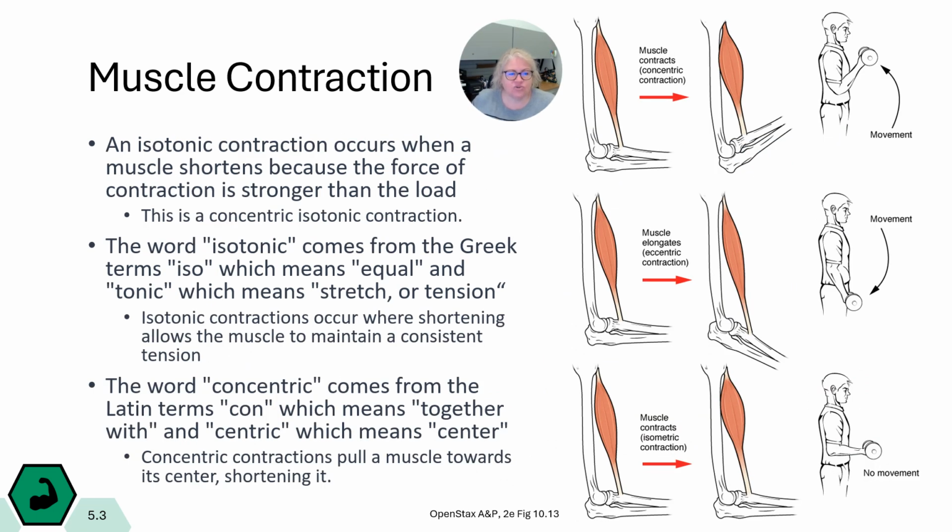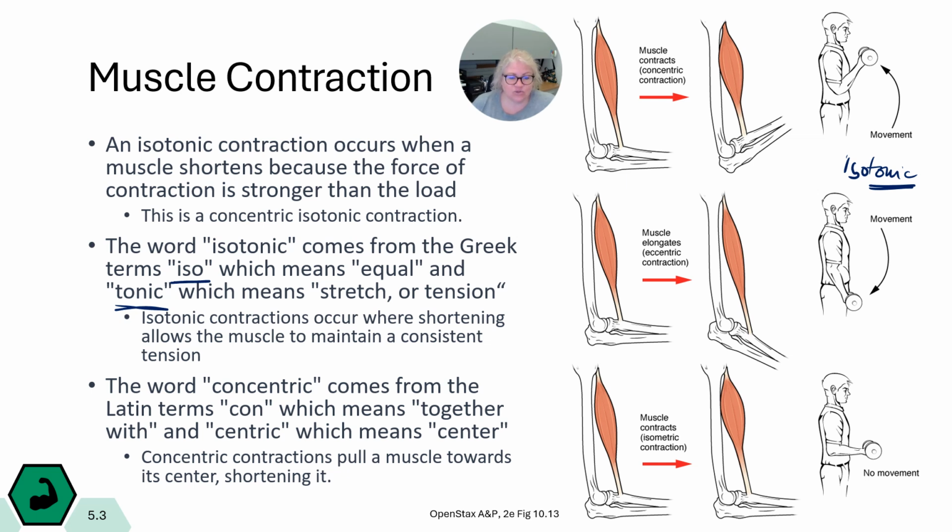An isotonic contraction occurs when a muscle shortens because the force of contraction is stronger than the load. Isotonic means same or equal tone or stretch or tension. So same tension. In order to keep the tension the same across the muscle, the muscle will shorten to allow that muscle to maintain that consistent tension. So to maintain a tension, you'll shorten the muscle, and that's going to generate a movement. So with isotonic contractions, you get movement.